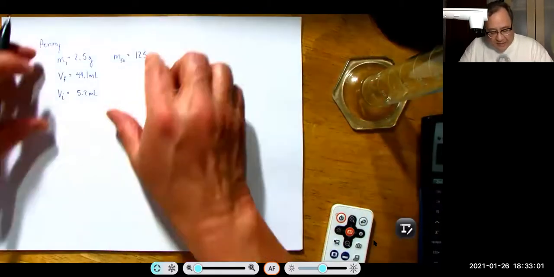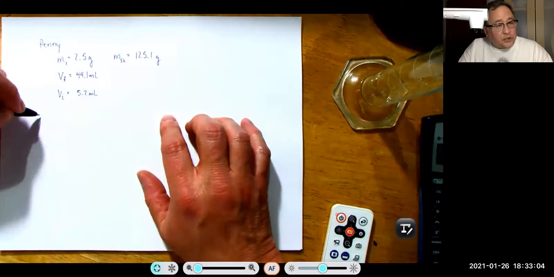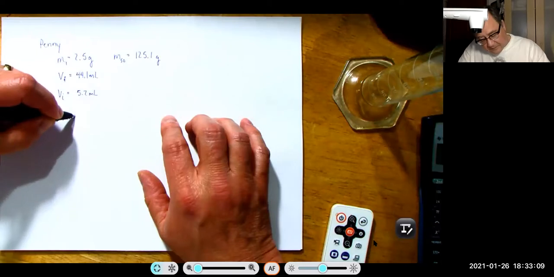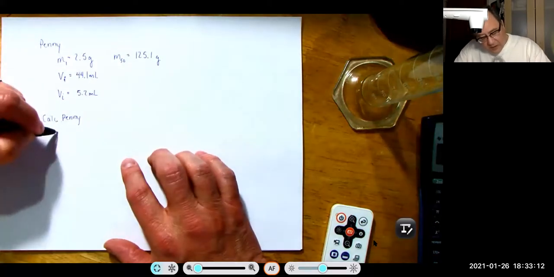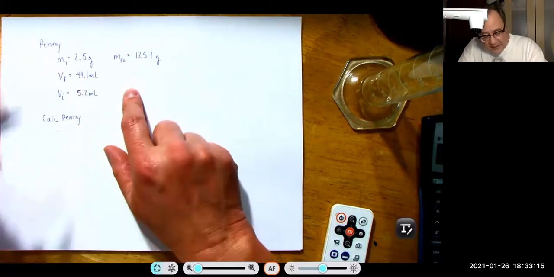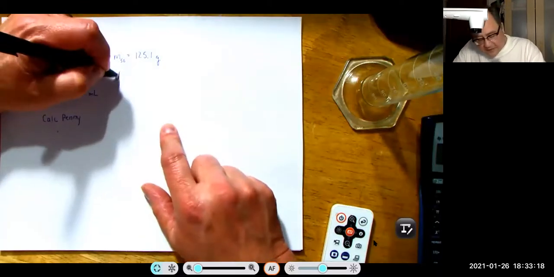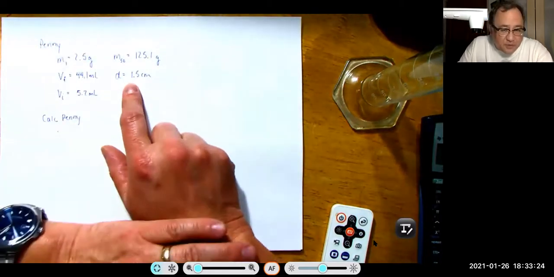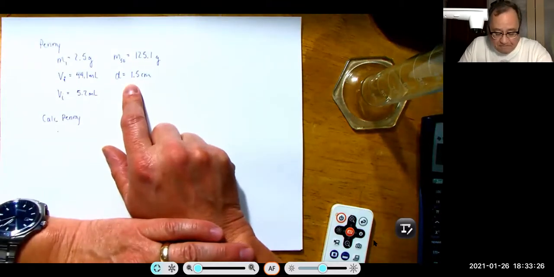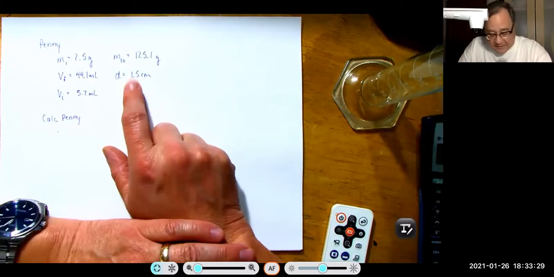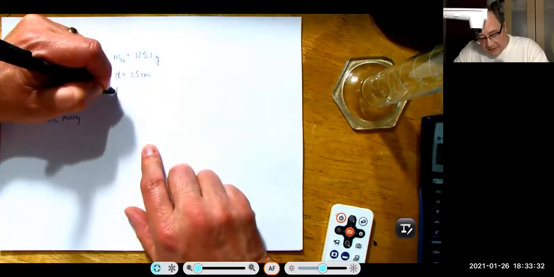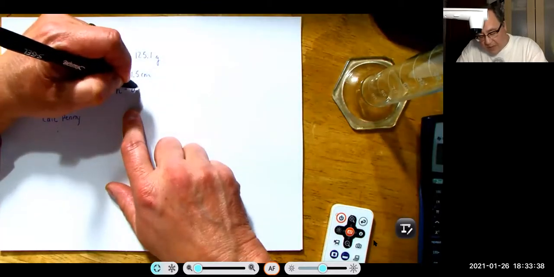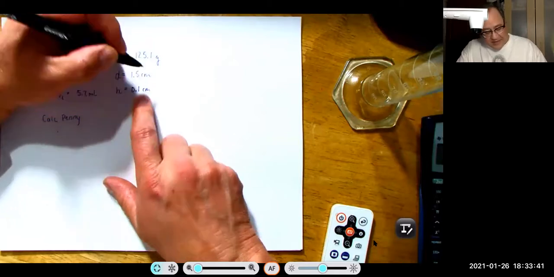So this is just the data that we have. And here's what you would show for the calculations. Oh, and I'm sorry, let's also get the diameter. I'm just going to call it 1.5 centimeters. This is not the appropriate precision for your ruler. You should be able to do better than that. And let's call the height of the penny 0.1 centimeters, and you can do better than that.